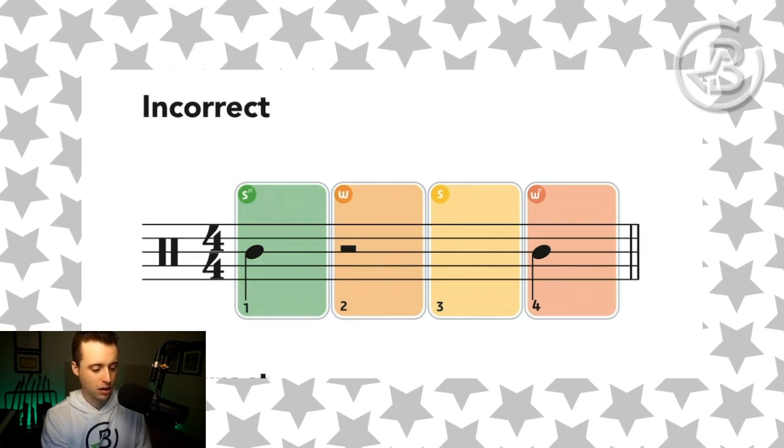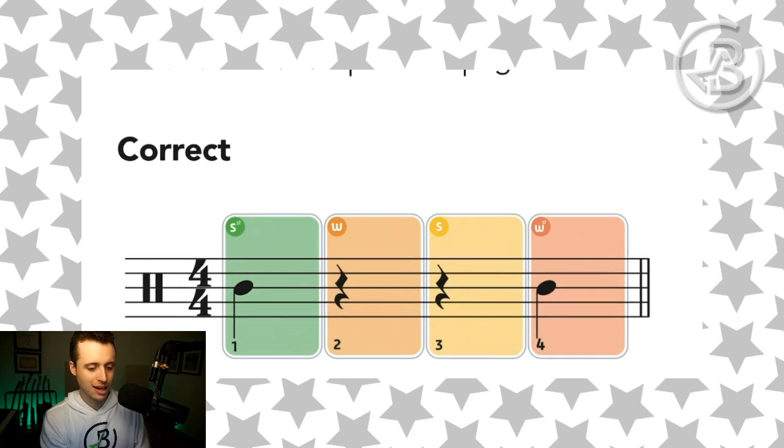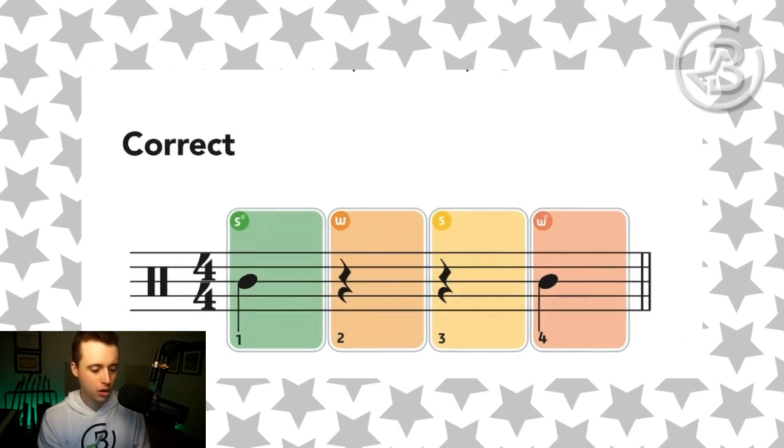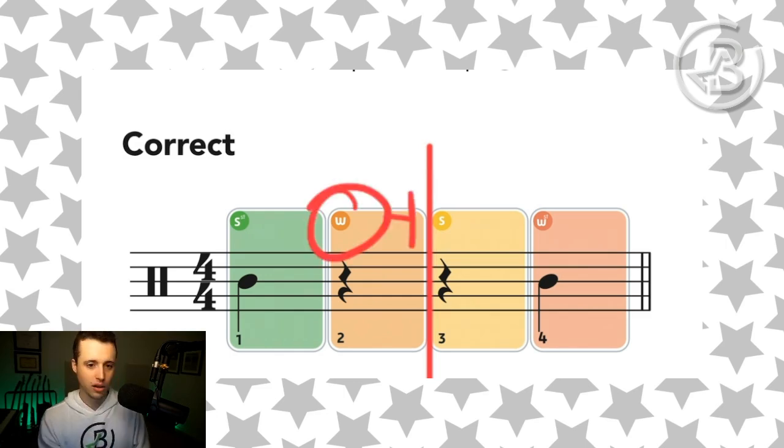to get the correct. So let's look at the correct example, and sure enough, we got 2 quarter rests, which means number 1, we have our divide between beats 2 and 3, very clean. And number 2, the rest on the weak beat is not lasting into the next beat.